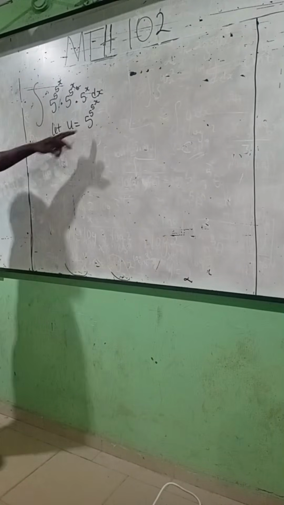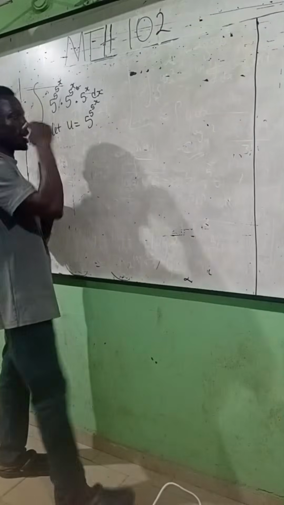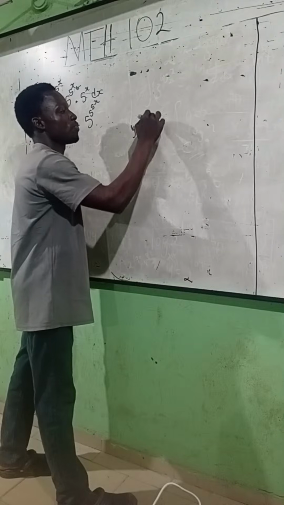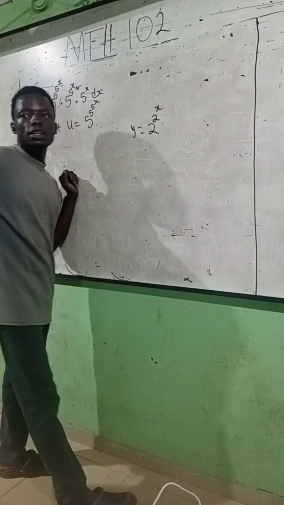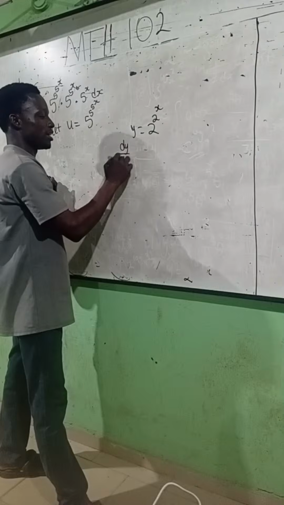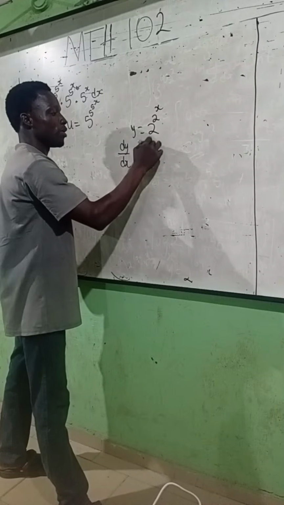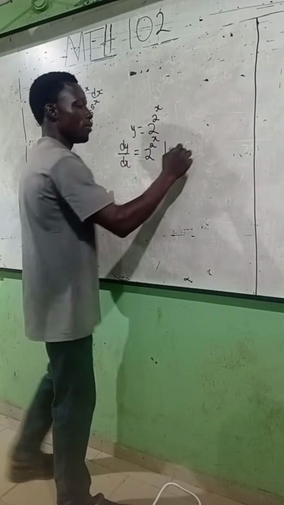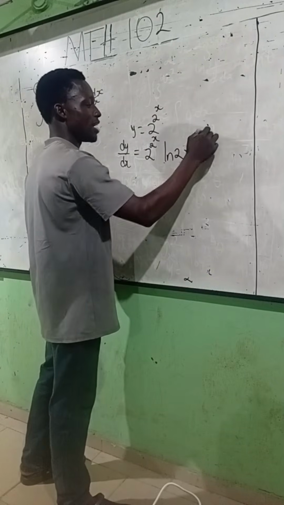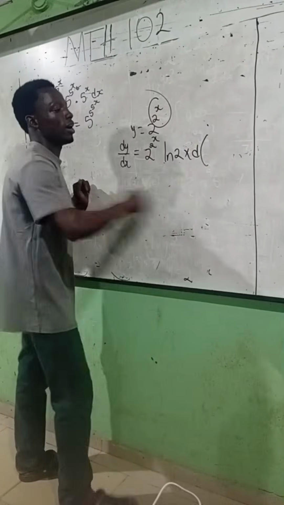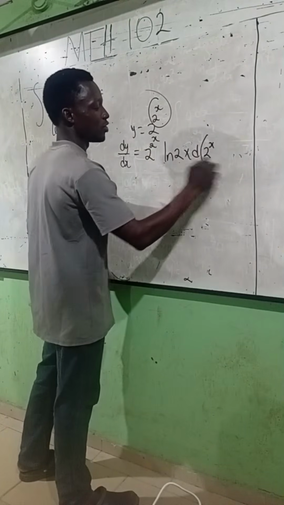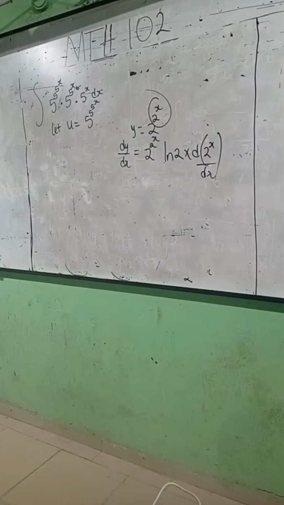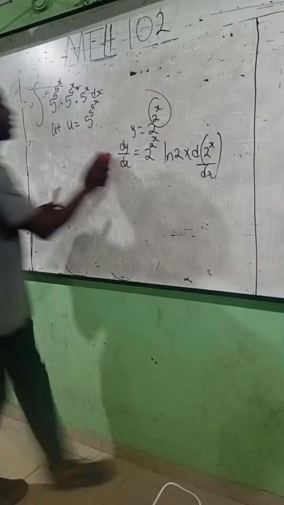Are we together? Now, if you want to differentiate something like this, say if y equals 2 raised to power 2 raised to power x, and I want to find my dy over dx, it's going to give me 2 raised to power 2 raised to power x, ln 2, multiplied by the derivative of the power, d of 2 raised to power x over dx. Are we together? That's the rule.